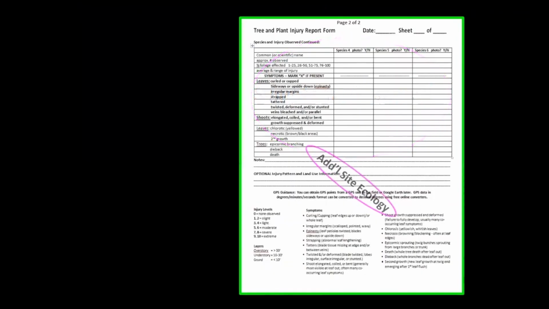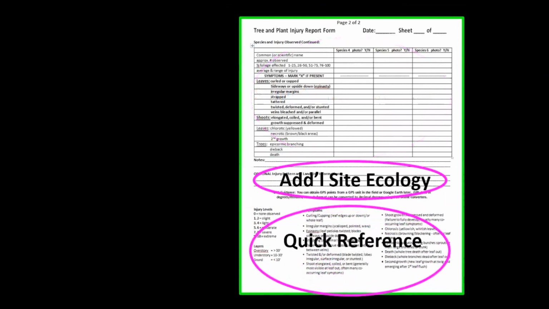In addition, on the second page, we have a very small note area for some additional site ecology, and we'll talk about that in a minute. And then finally, down at the bottom is a quick reference section that gives us a quick reference on remembering what these various symptoms are. So that's the second page.